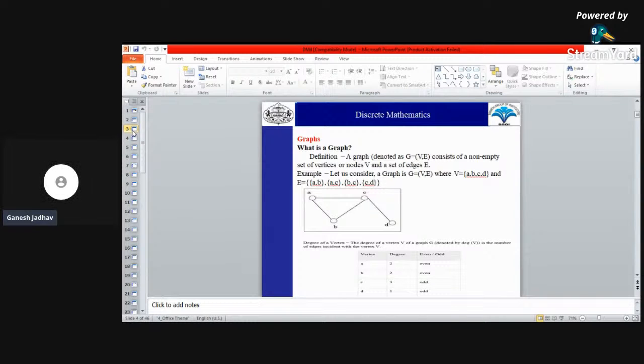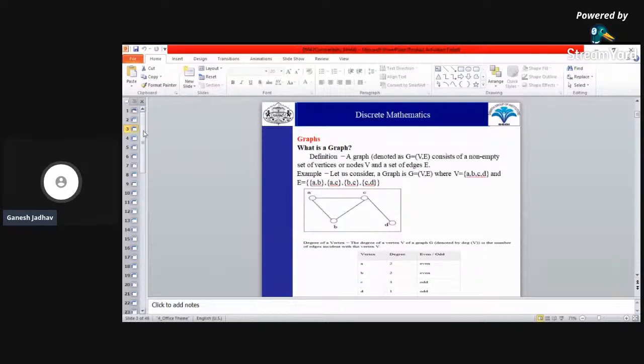This is the degree from vertex A. Degree of vertex A is 2. Degree of vertex B is 2. Degree of vertex C is 3. And degree of vertex D is 1.